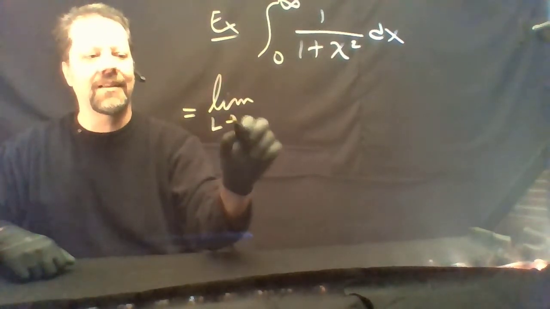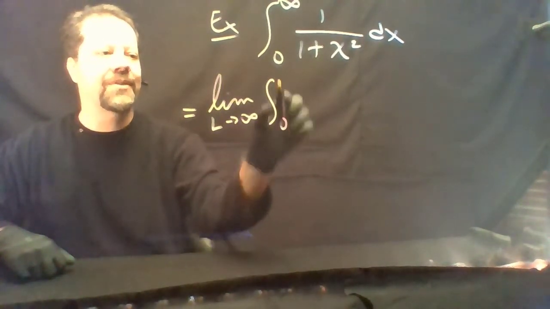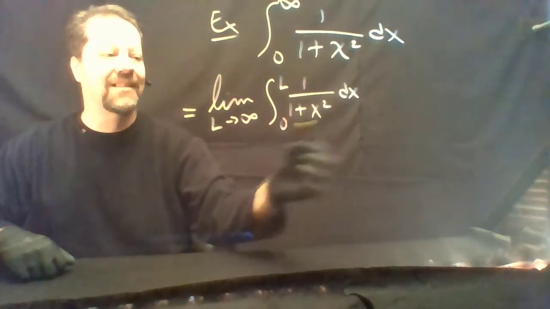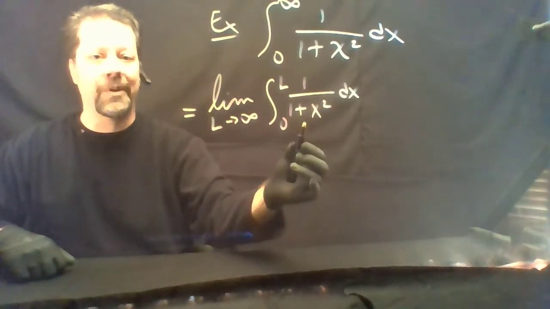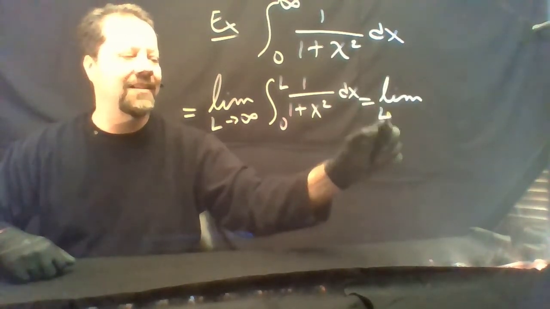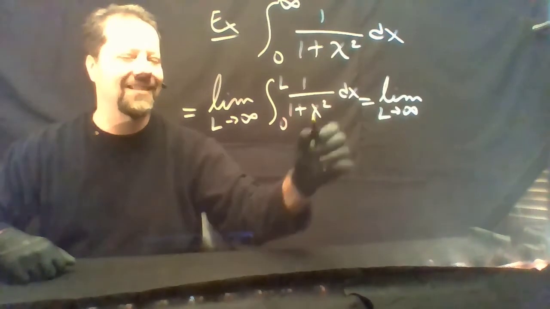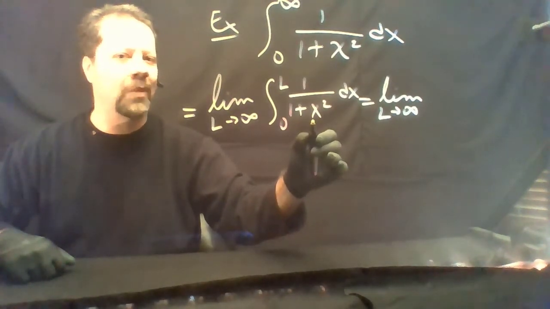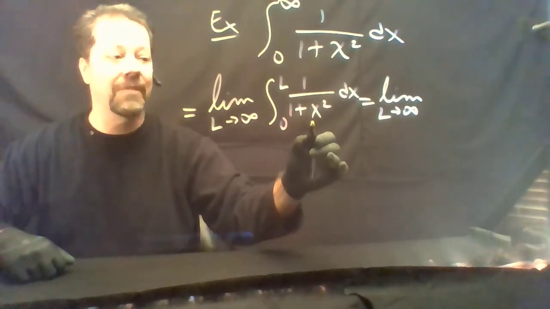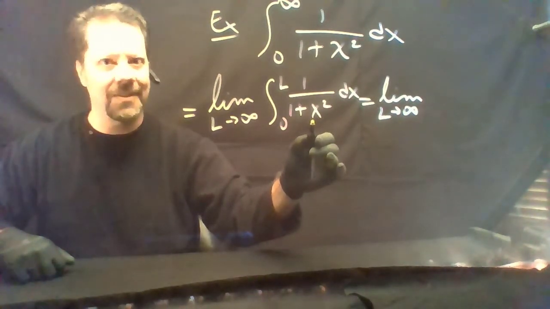Let's find out. Let's take the limit as L goes to infinity, the integral from 0 to L, 1 over 1 plus x squared dx. Now, we need to apply the fundamental theorem of calculus. That's the limit as L goes to infinity. Do you know the antiderivative of 1 over 1 plus x squared? This is one that I asked you to remember. In fact, this is the one.